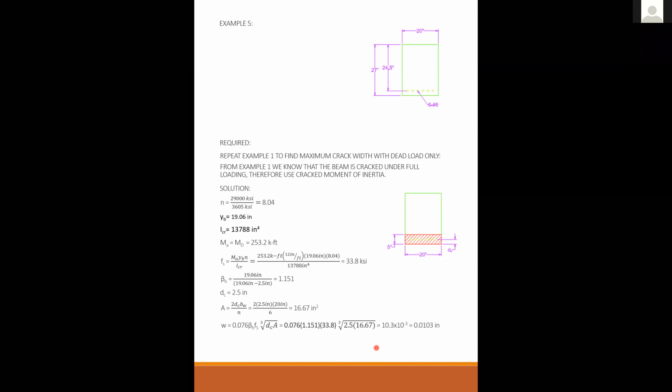I have a question, Professor. So this A is the area per steel bar, right? Not the area of the hatch in the figures. Well, it is. It's the area of the red hatch divided by the number of bars. So you can see here, I have 6 number 8s. So I divided by 6 to get this number here.